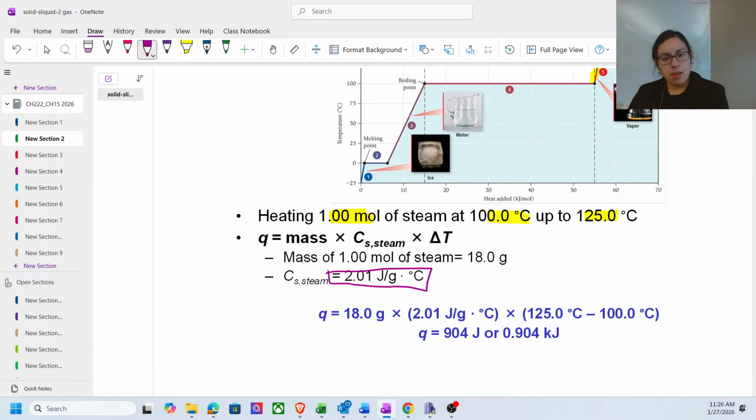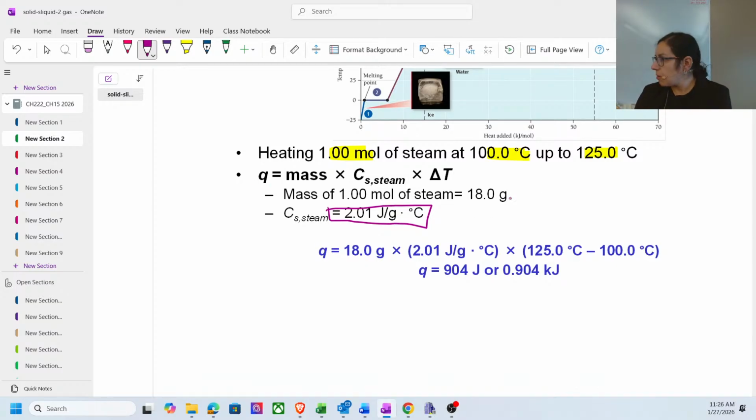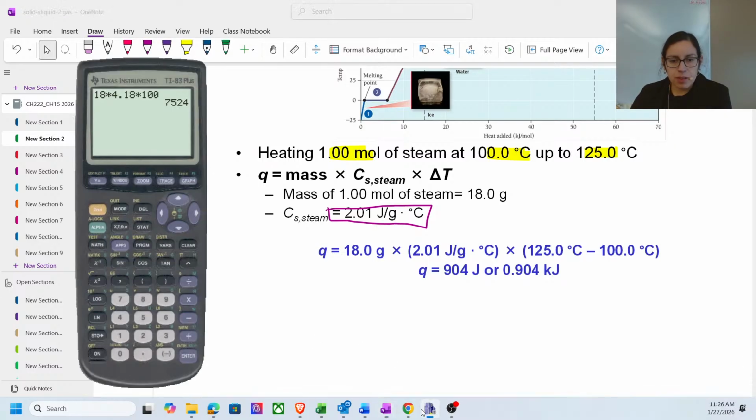So 2.01 joules per gram degrees Celsius. So our mass back in grams to go along with that. And let's punch this in. So 18 times 2.01 and then times 25 since we're stopping at 125. And so we get 904 joules again, or 0.904 kilojoules.